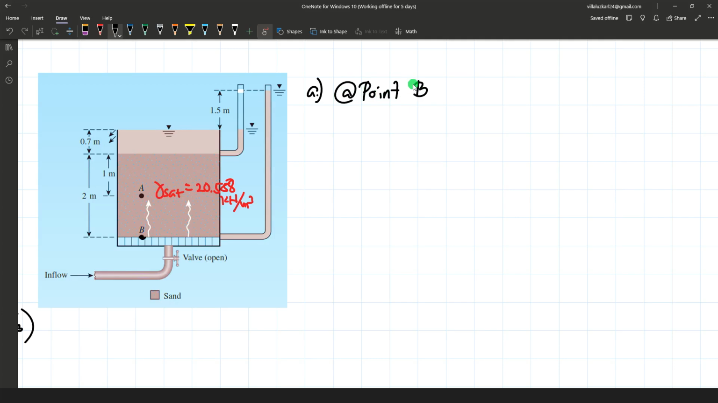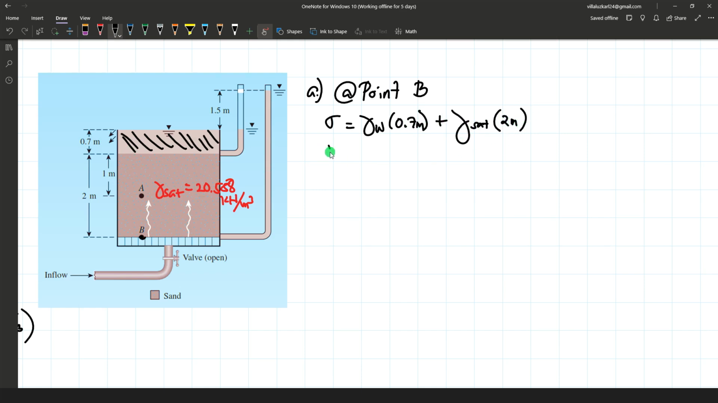So at point B, let's determine the total stress first, which is easier. The total stress is just the sum of the products of the unit weight in each layer multiplied by its height. The first layer here is full of water. So the unit weight of water times h, which is 0.7 plus meters, plus the saturated unit weight of soil multiplied by 2 meters.